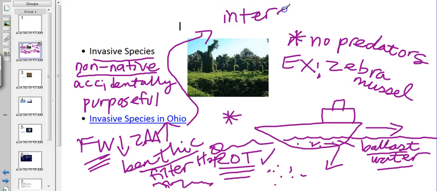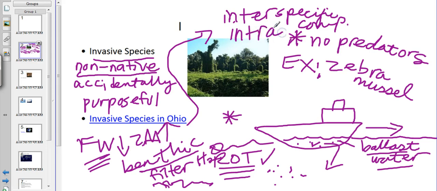It's called interspecific competition. And this is competition between two different species. Okay? So one species is competing with another to occupy the same niche or habitat. We also have another type of competition called intraspecific competition. Intraspecific is the type where you have competition between members of the same species.